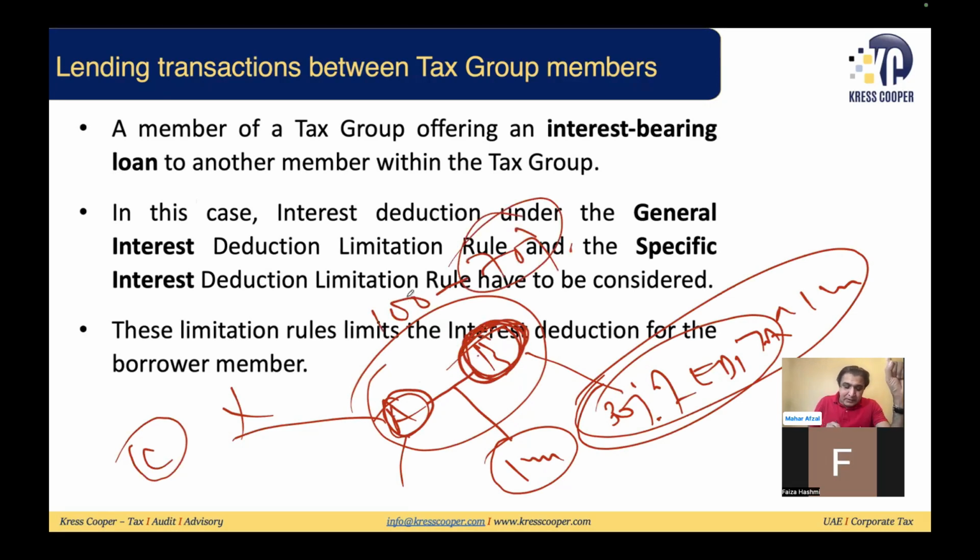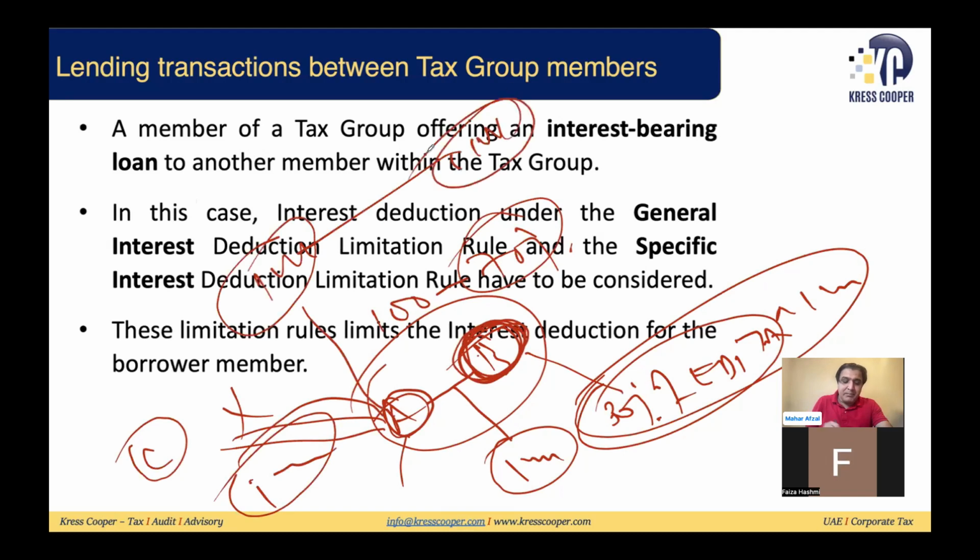The law says the 30 which has not been claimed by B, A will reverse the corresponding interest, because A has already booked income. Whenever A is charging B, A has booked an income. Once A has booked an income of 100, B would apparently claim 100, but the limitation will apply. B cannot claim more than 70. So 30 A needs to reverse and B should not claim. So the interest deduction limitation rules will be applicable.